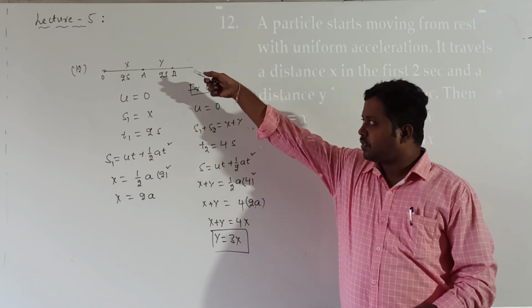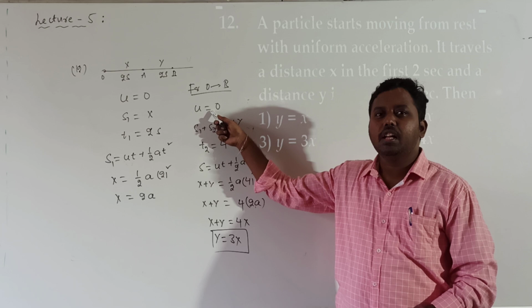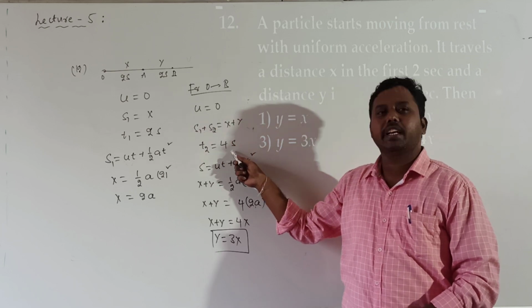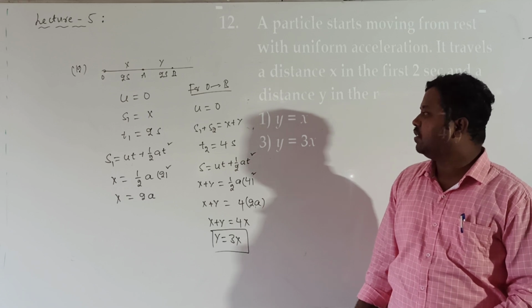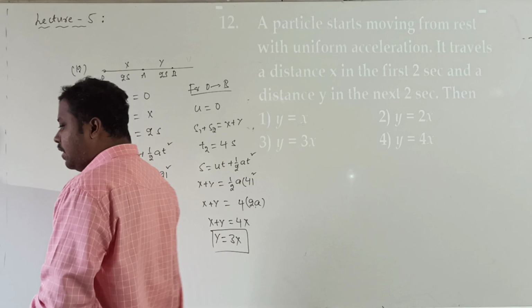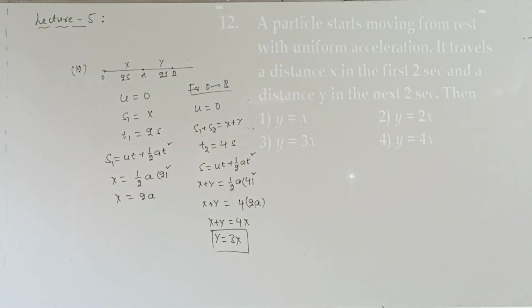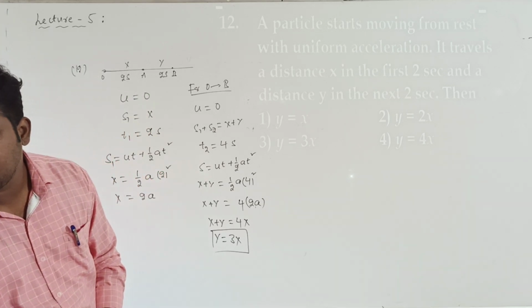Because in the O to B journey, initial velocity u is equal to 0. Total time of journey is given as 4 seconds. Then the s1 plus s2 value is equal to x plus y value. So we calculated y is equal to 3x. Which option? That is the third option. This is question number 12. Understood now? So we will continue to the next question.